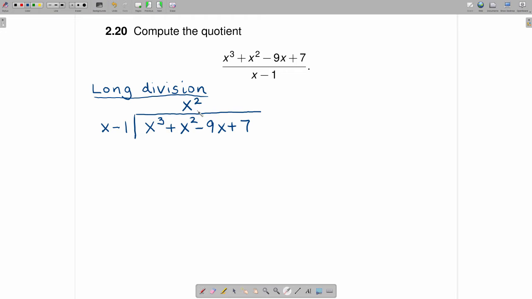When you take your x squared and multiply it by x minus 1, you get x cubed minus x squared. And the same way we always do long division, that needs to get subtracted from the term up above it. Notice that when we subtract x cubed minus x cubed, we get 0. So here we get x squared minus a minus x squared, and that turns out to be 2x squared, and everything else just drops through, minus 9x plus 7.